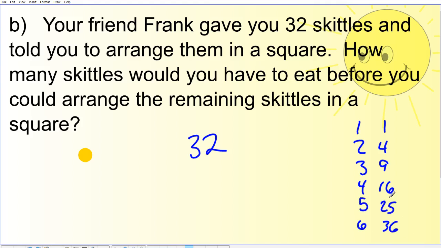And you go, okay, that's too many. I don't have 36 Skittles. I can make a square out of 36, but I don't have that many. I only have 32. So the biggest number that I can make a square out of using this many Skittles is 25. And so to get from here down to there, you'd have to eat 7 Skittles. 32 minus 7 is 25.